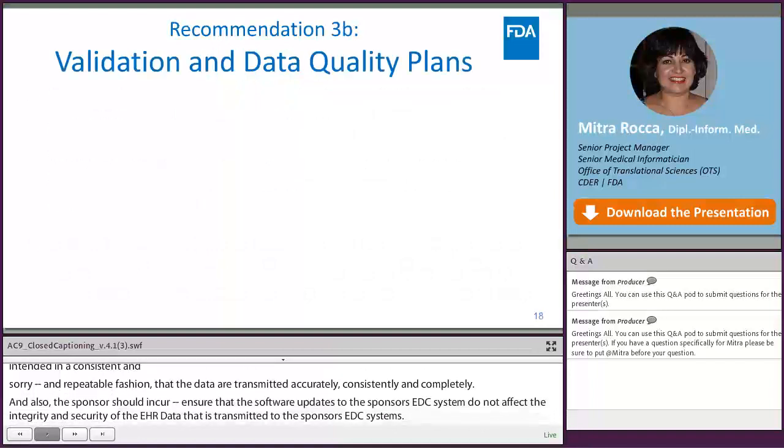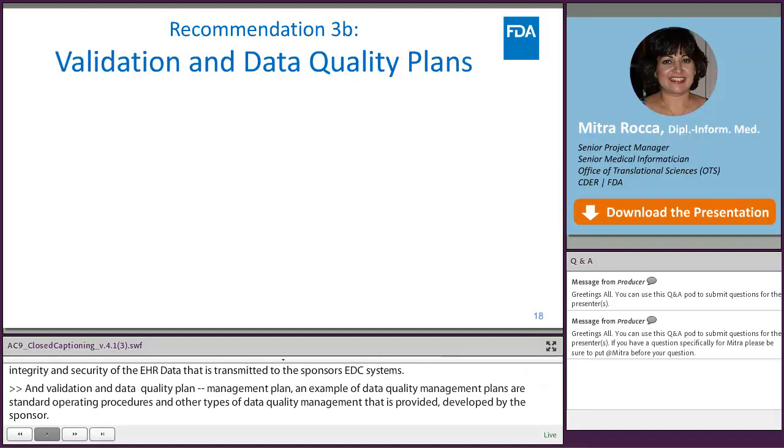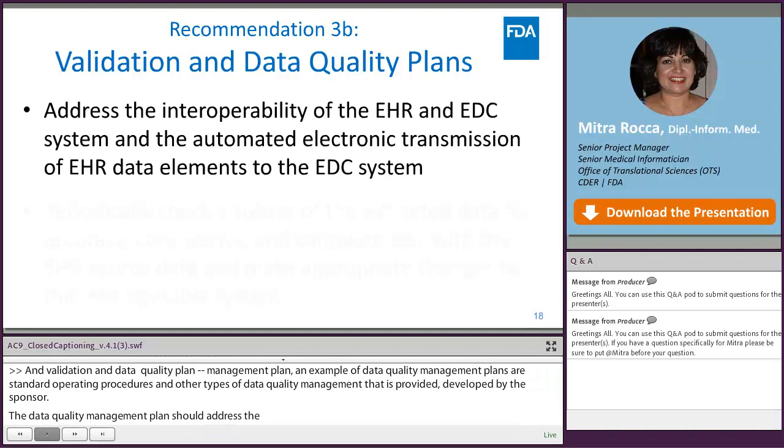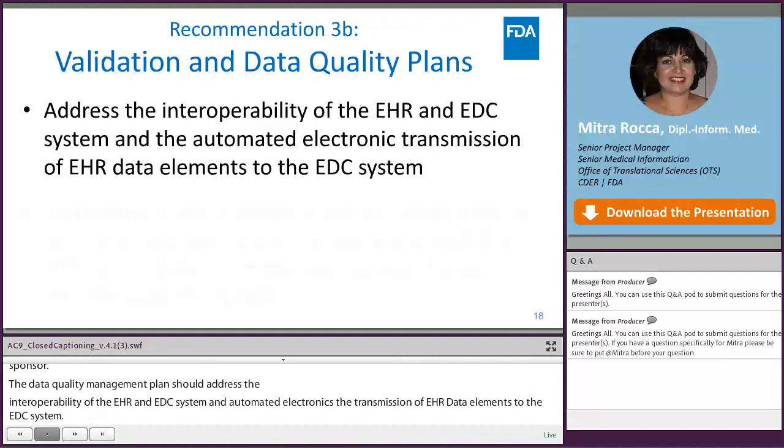Validation and data quality management plans. Examples of data quality management plans are standard operating procedures and other types of plans developed by the sponsor. The data quality management plan should address the interoperability of the EHR and EDC system and the automated electronic transmission of EHR data elements to the EDC system. And the sponsor should periodically check a subset of the extracted data for accuracy, consistency, and completeness within the EHR source data and make appropriate changes to the interoperable system.